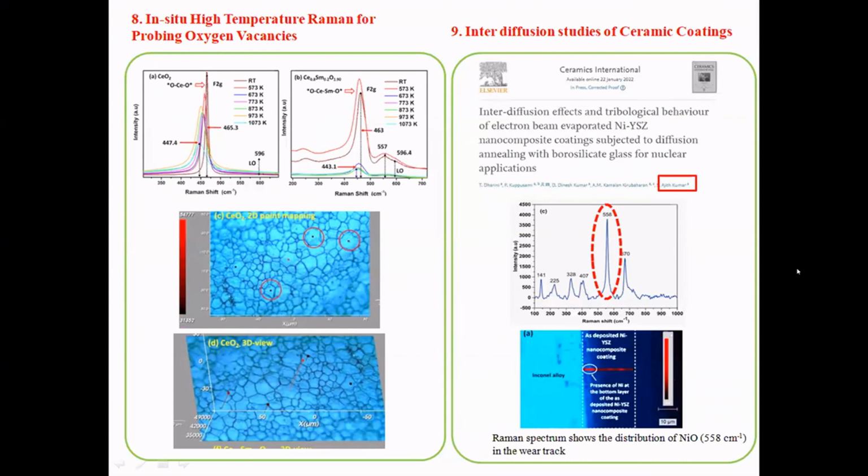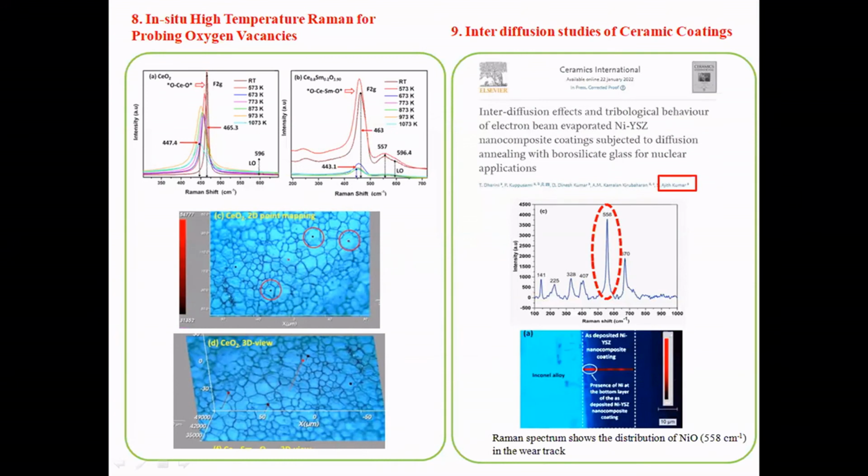And of course, a few works of my colleague, so they're working on the diffusion studies. They have multiple layers, as you see, it's a substrate, that is an alloy substrate. They have 3 different gradient coatings like a nickel oxide YZ combination. So their intention is to know the nickel oxide distribution throughout the layers. So how do you know?